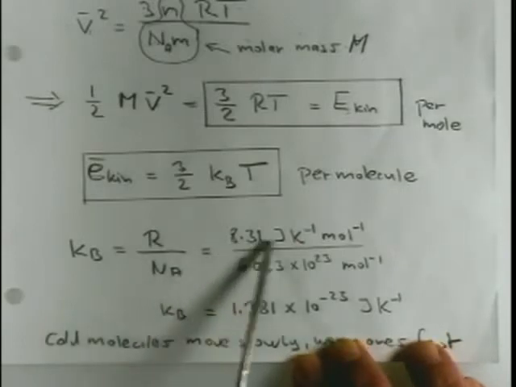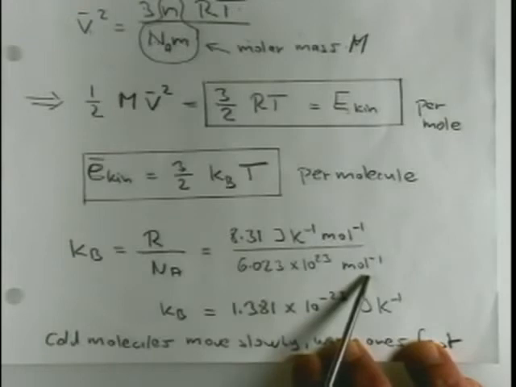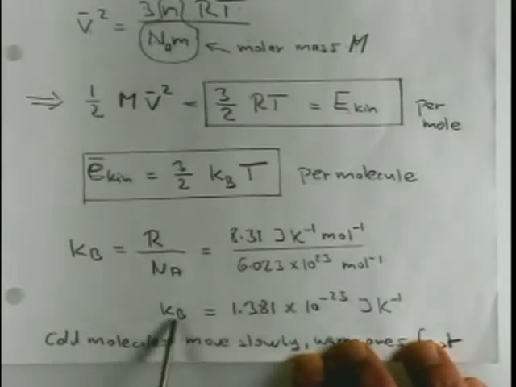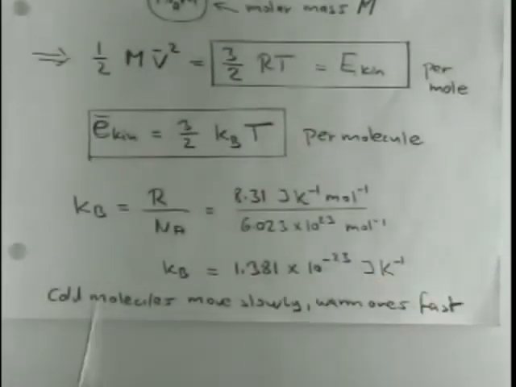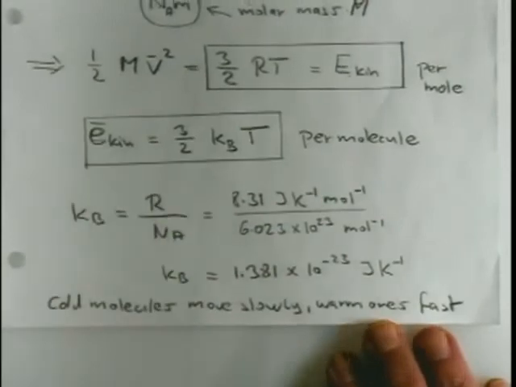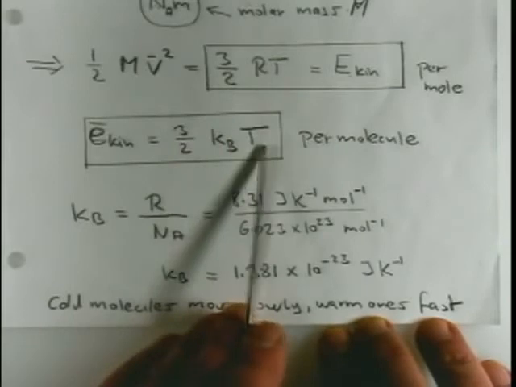And this is 8.31 joule per Kelvin per mole, divided by 6.023 times 10 to the 23rd per mole, okay? So what does it give me? It gives me an energy in joules per Kelvin, and this is 1.38 times 10 to the minus 23rd. That's the energy for 1 gas molecule, okay? So what does that mean if I look at this equation for 1 molecule? That would be the average kinetic energy is 3/2 Kb times T per molecule.